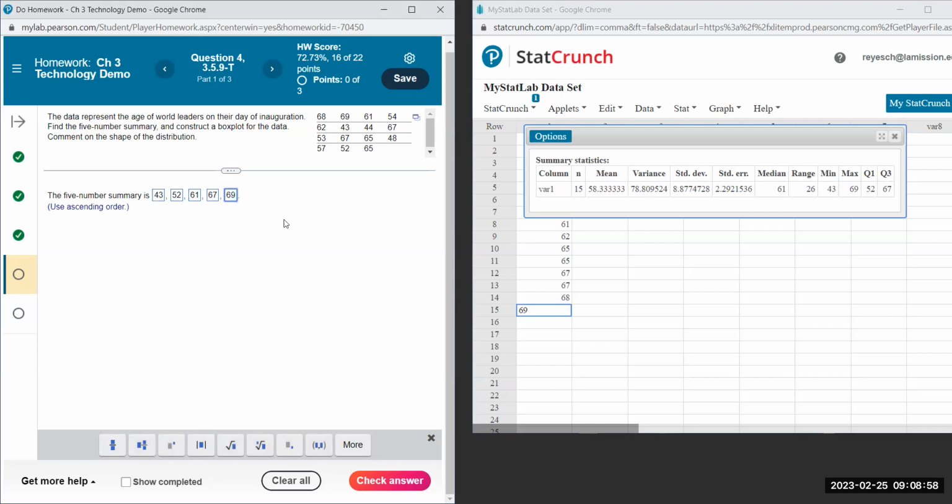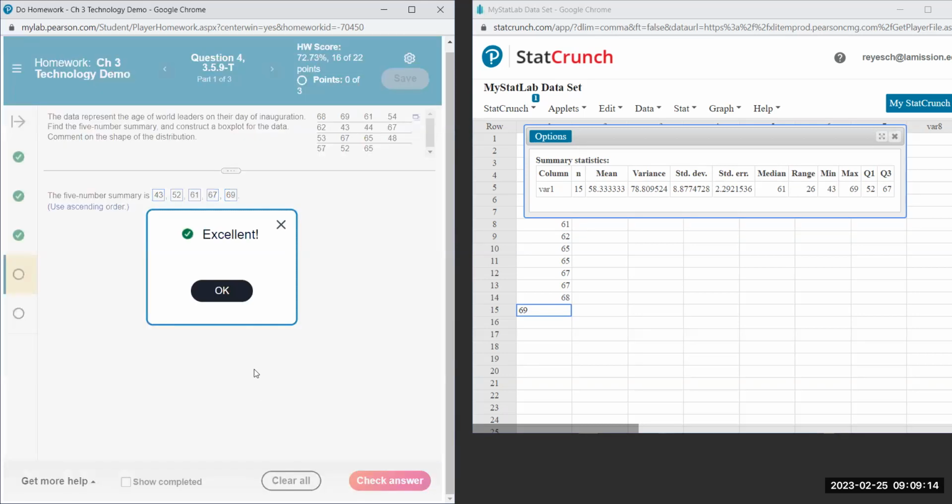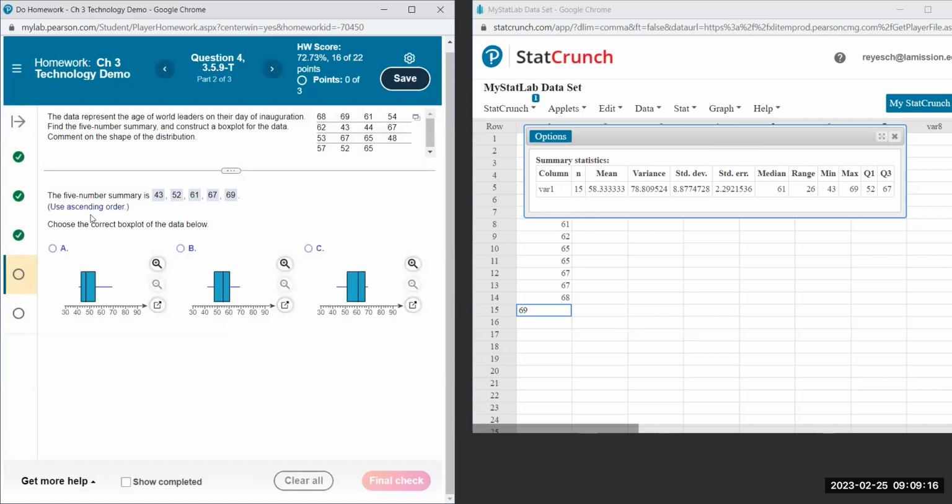So they should go in order. So that's actually a good thing to make sure that they're going in order from the lowest to the highest. 43, 52, 61, 67, 69. Now it's in the correct order. You were probably wondering, why did she put that? All right, so check answer. Plus they tell you here, make sure it's in ascending order.